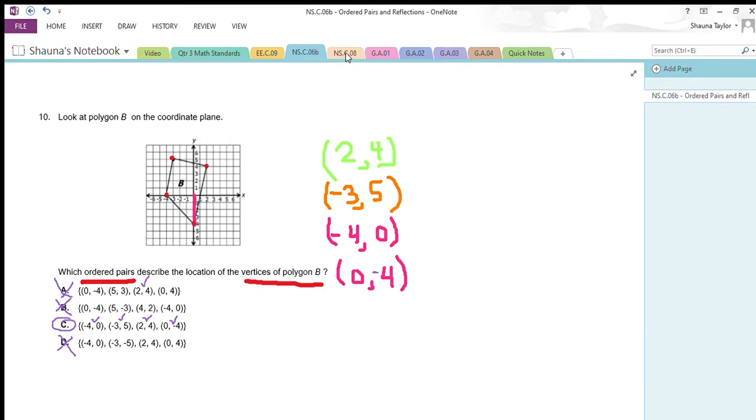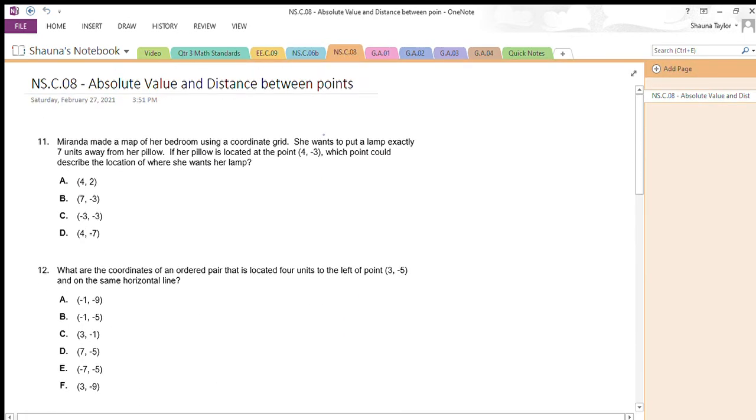This is NSCO8. This is absolute value and distance between points. So we have to watch out here because sometimes they throw questions at us that might be from what you did in 5th grade. So it's very important to read it.